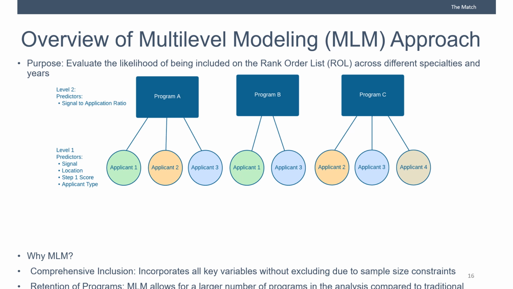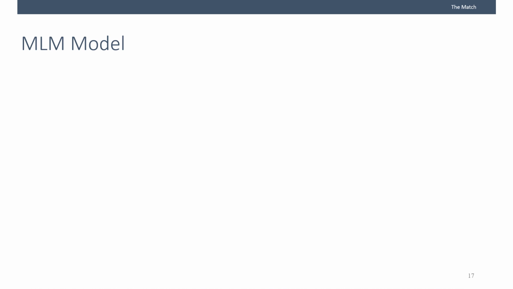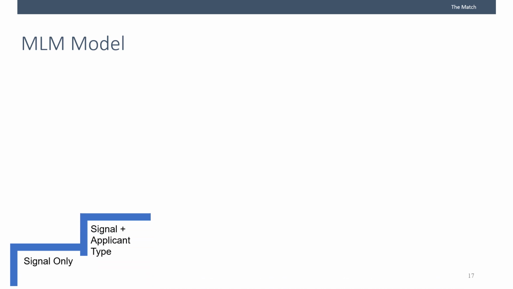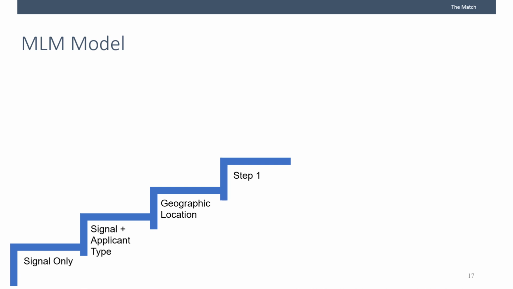Just to provide us here with a visual of the MLM model, we tested several different models here. For model 1, it is signal only. For model 2, we went ahead and added in applicant type, which is categorized as MD, DO, USIMG, and non-USIMG applicants. For model 3, we took everything from models 1 and 2 and also added in geographic location, meaning if the medical school state and the program state are same or different. For model 4, we added on to that and we added in step 1 scores.